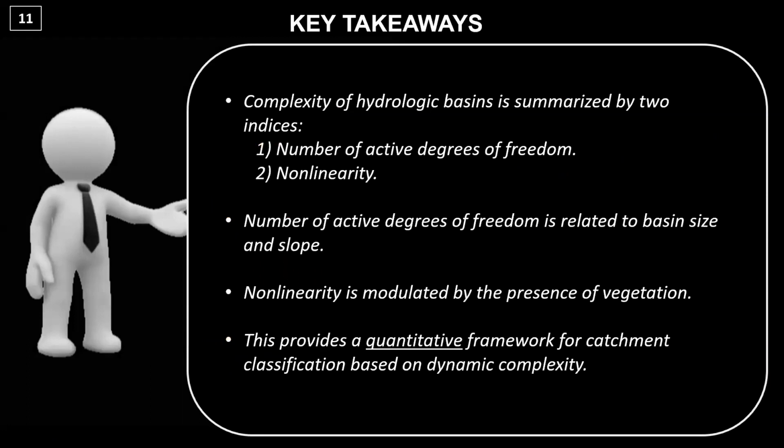So to summarize, in this study, we have used methods rooted in the theory of chaotic dynamical systems to investigate the complexity of hydrologic basins in terms of two indices, the number of active degrees of freedom and the nonlinearity. And we found that the number of active degrees of freedom is related to the basin size and the slope, whereas the nonlinearity is modulated by the presence of vegetation. The implications of the results presented here are that they provide a quantitative framework for catchment classification based on dynamic similarity.